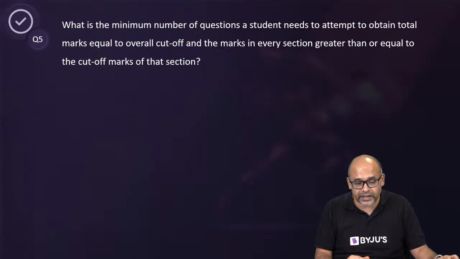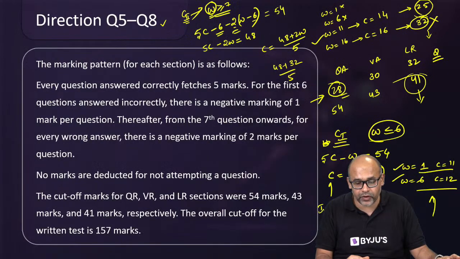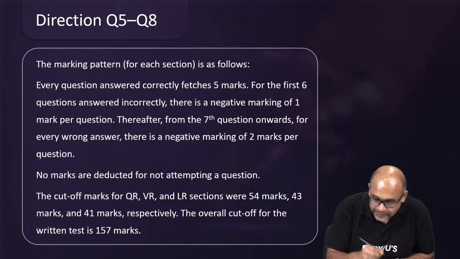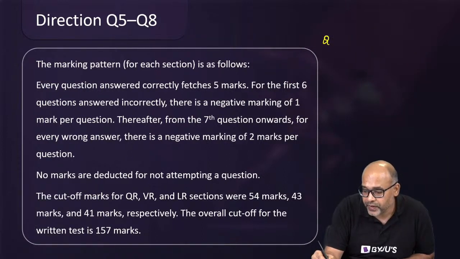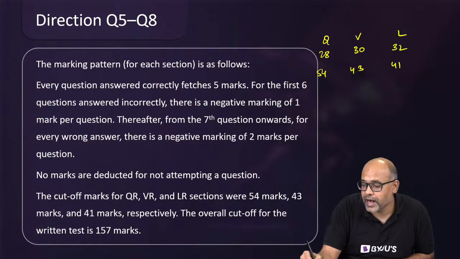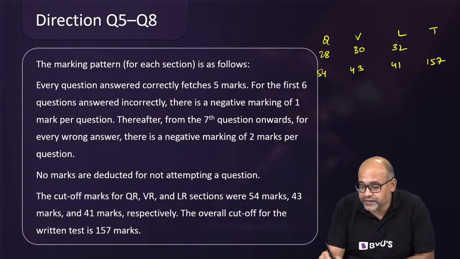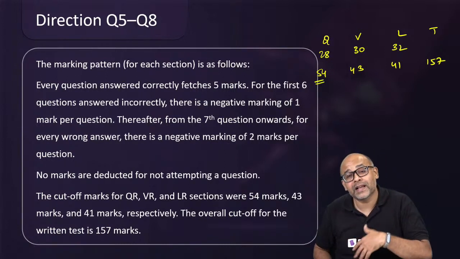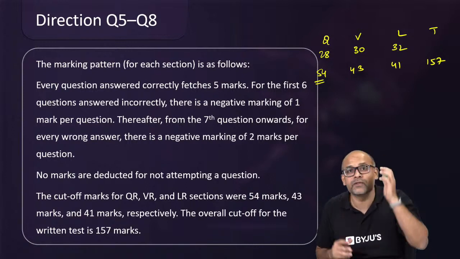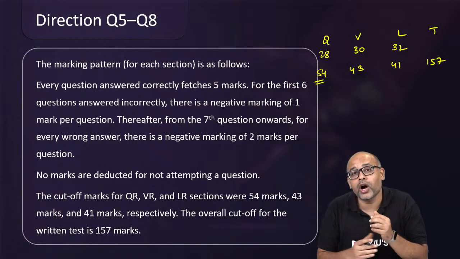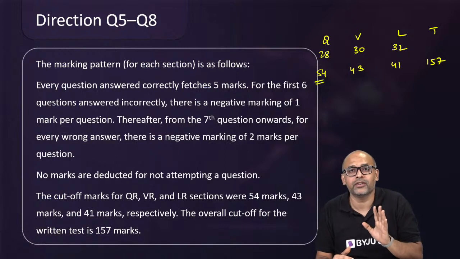So once again we have this entire information in front of us. Let's make use of what we want. I'll just erase all of this. Now we have quant, verbal ability, LRDI, 28, 30, 32. Cutoffs are 54, 43, 41 and the total cutoff is 157. Now I'll take section by section. Now remember, first section, if I want to get maximum negatives, first I will worry about clearing the cutoff. So minimum how many questions should I get correct to clear my cutoff?